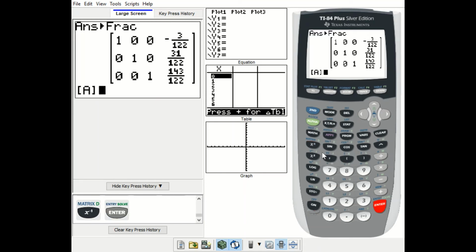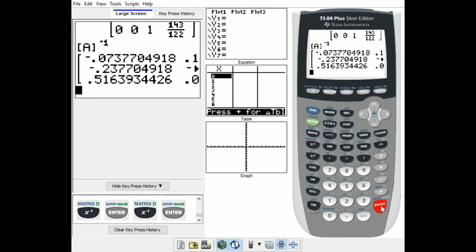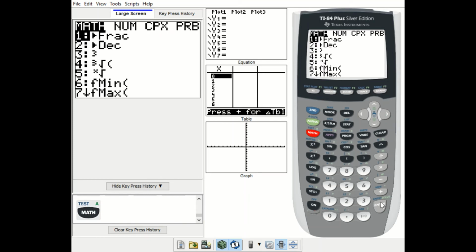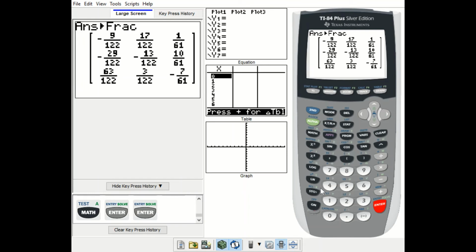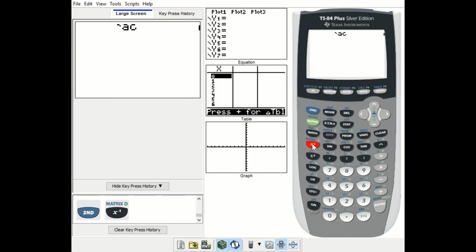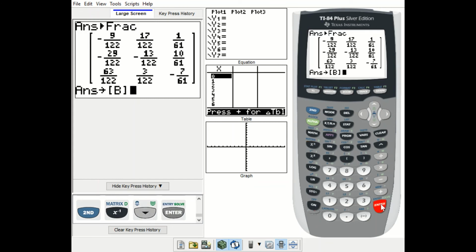And just like an inverse of a number, you hit x to the minus 1. That gives you the reciprocal of a real number, but of a matrix, it gives you the inverse if one exists. And there's my inverse. And again, I want math. I want it in rational form, so I go frac. And there it is in rational form. And you can store this matrix into something. So I could go store, STO, and I could go second matrix and go down to B. So I'm storing this inverse in B, and there we get the inverse of that matrix A in B.